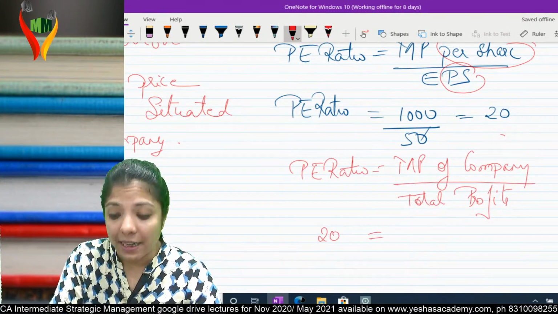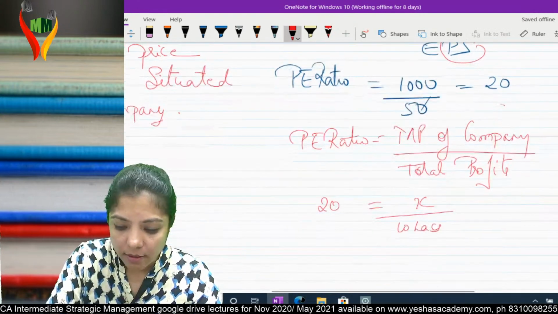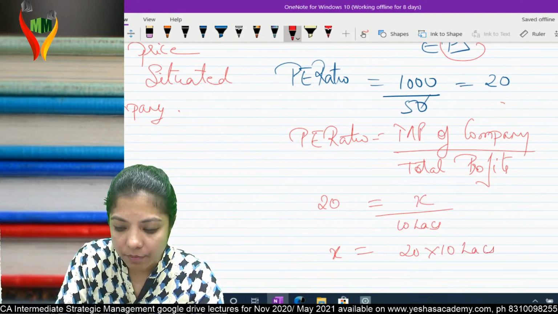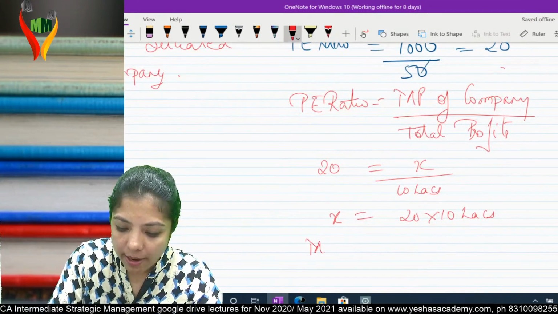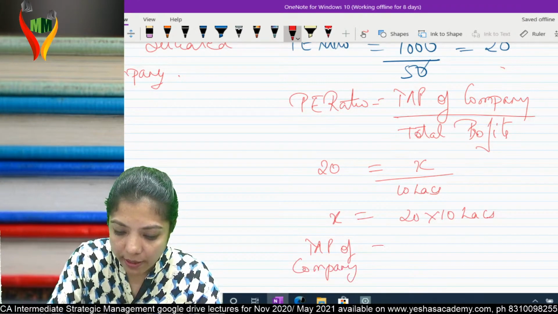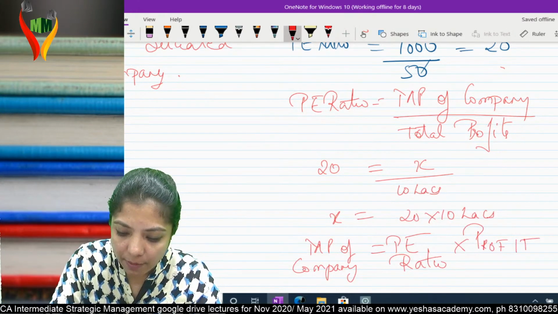Suppose market price, that is only what I want to calculate, is X. Suppose total profit is 10 lakhs. So X is equal to 20 into 10 lakhs. What is X? Market price of company. What is 20? PE ratio. What is 10 lakhs? Profit. So this is my formula which is given in the book.